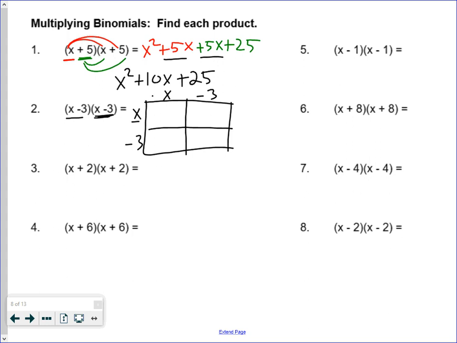So x times x is x squared. X times negative 3 is negative 3x. Negative 3 times the first x is negative 3x. Negative 3 times negative 3 is a positive 9. All right? And then from here, you just add like terms. We have x squared, negative 3x and negative 3x combined to give you negative 6x, then a positive 9. So either way works. Whichever way you like to do is okay.